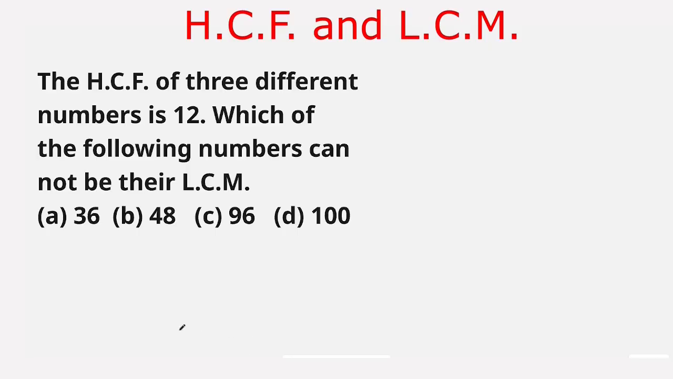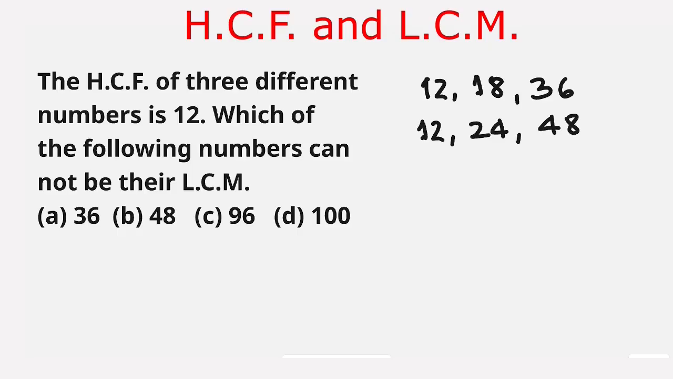But can we verify whether other numbers may be the LCM of three different numbers? The three numbers cannot be less than its HCF. So the numbers cannot be less than 12. If 36 has to be LCM, then what can be the numbers? The numbers can be 12, 18 and 36. If the LCM is 48, then what the numbers can be? The numbers can be 12, 24 and 48.